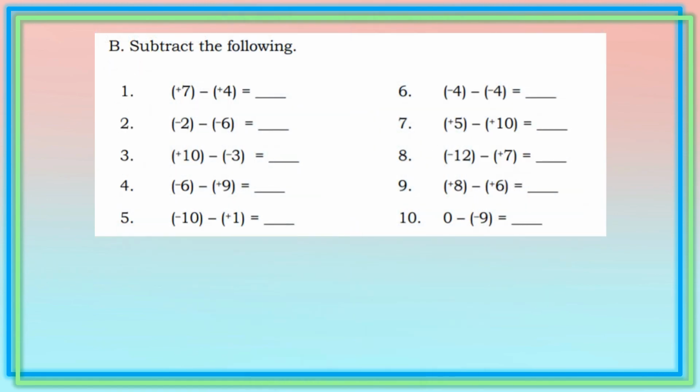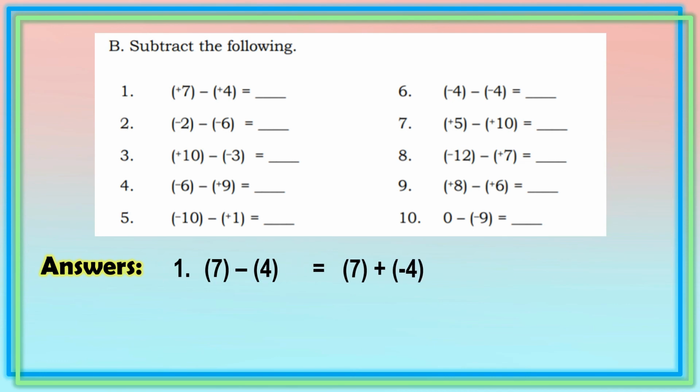For our learning task 2, letter B, we need to subtract the following. Number 1, we have positive 7 minus positive 4. So, ano nga ba yung rule natin sa subtraction ng integers? Again, we need to change the sign of the subtrahend, then proceed to the addition of integers. So, ang ating 7 minus 4 ay magiging 7 plus negative 4. Since magkaiba sila ng sign, i-a-minus lang natin siya, tapos kokopyahin natin yung merong highest absolute value, which is the positive. So, 7 minus 4 is positive 3.